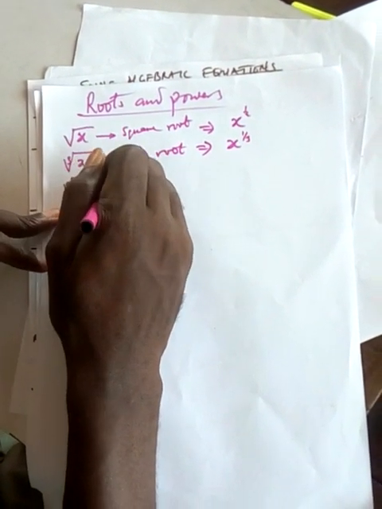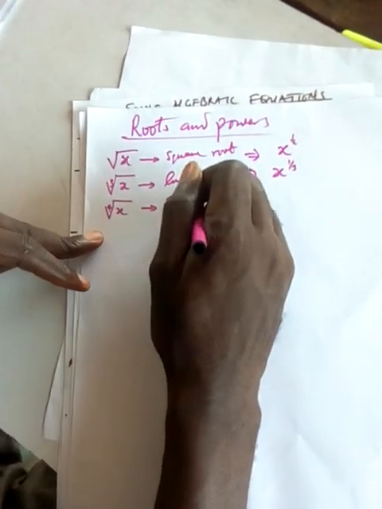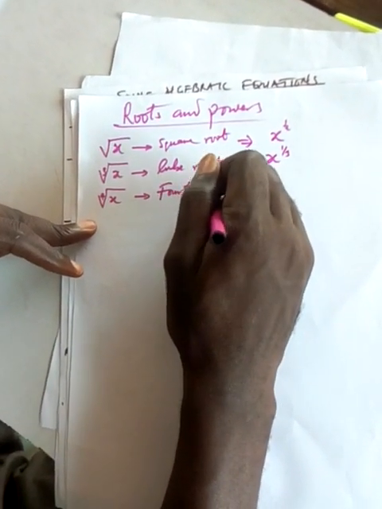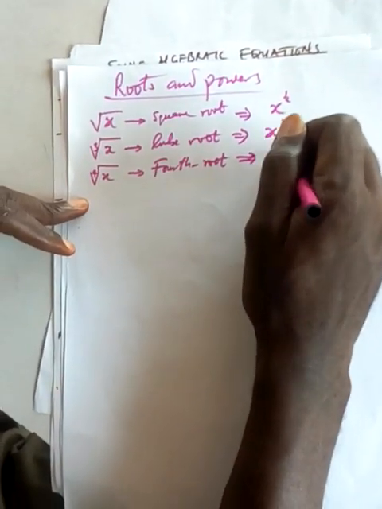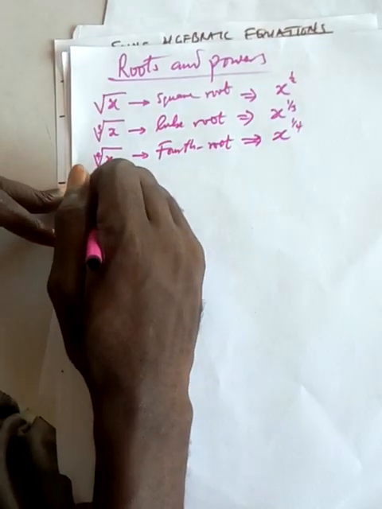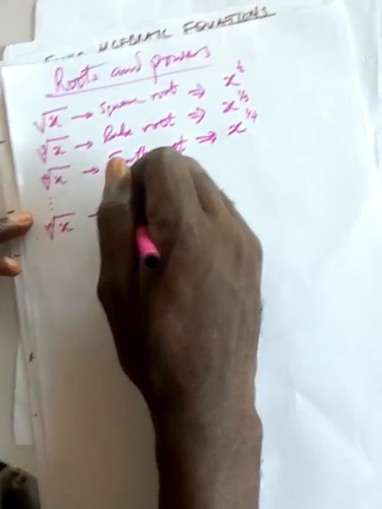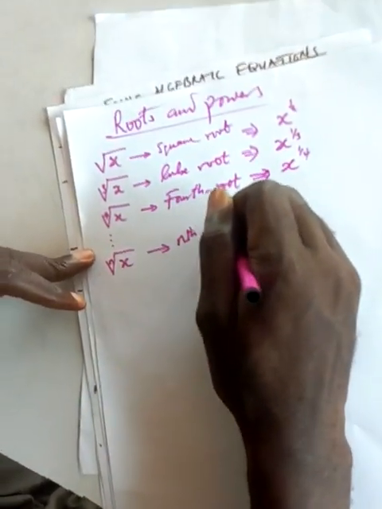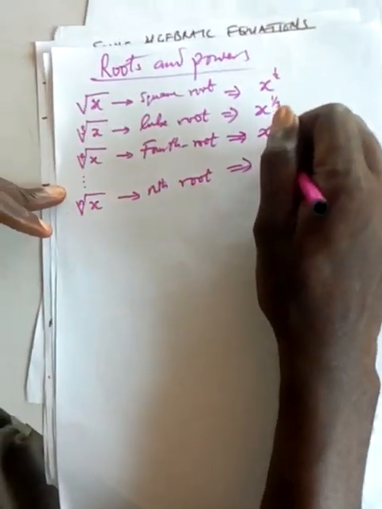Fourth root. Fourth is 1 over 4, remember that? Fourth root, x raised to the power 1 over 4, up to any root at all. If you have n here, you call it nth root, which is x raised to the power 1 over n.